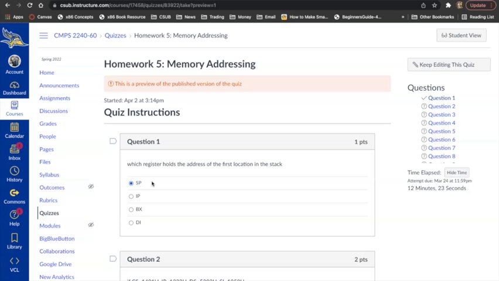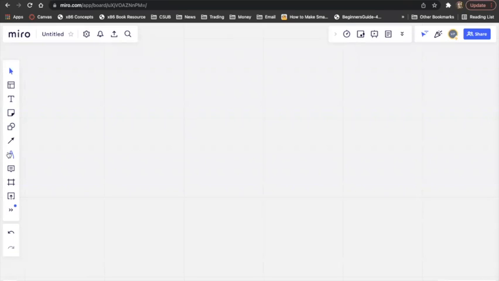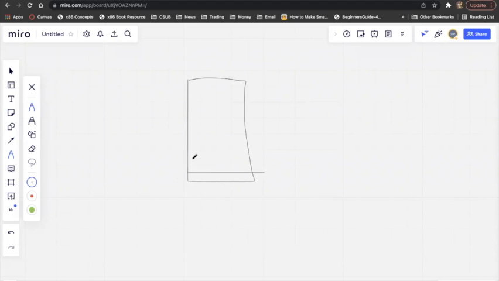So let's say you have a stack in memory. Like this, but you get the idea, right? Let's just say this is the stack. So the stack pointer will point toward this memory location, because this is the place from where the stack actually begins. Okay, next question.